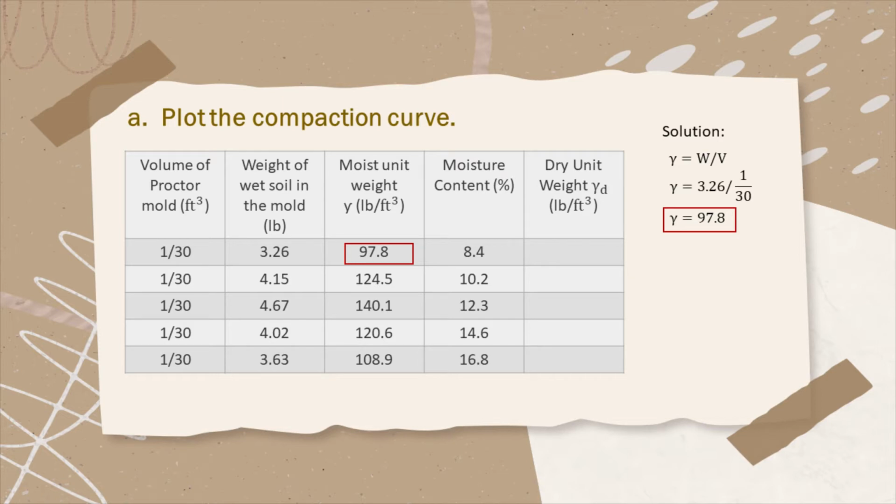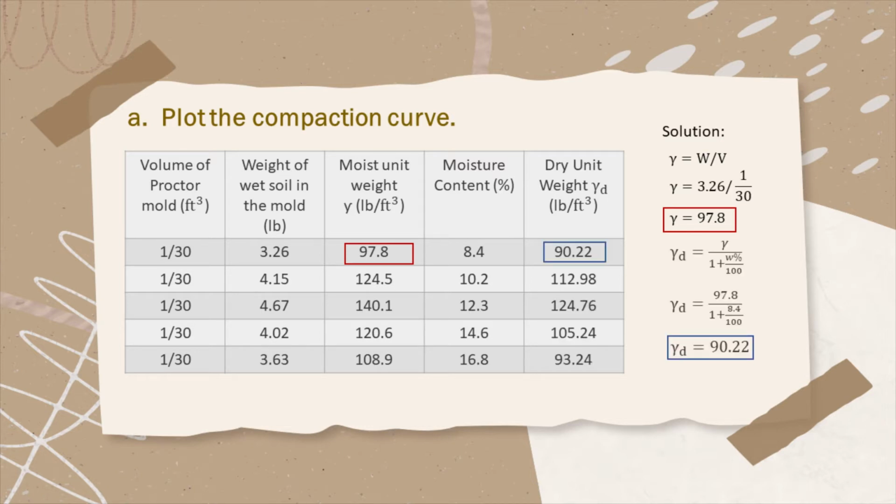Our equivalent moist unit weight is 97.8. For a weight of 4.15, it is 124.5. And for a weight of 4.67, it is 140.1. And for 4.02, it's 120.6. And for 3.63, it is 108.9.